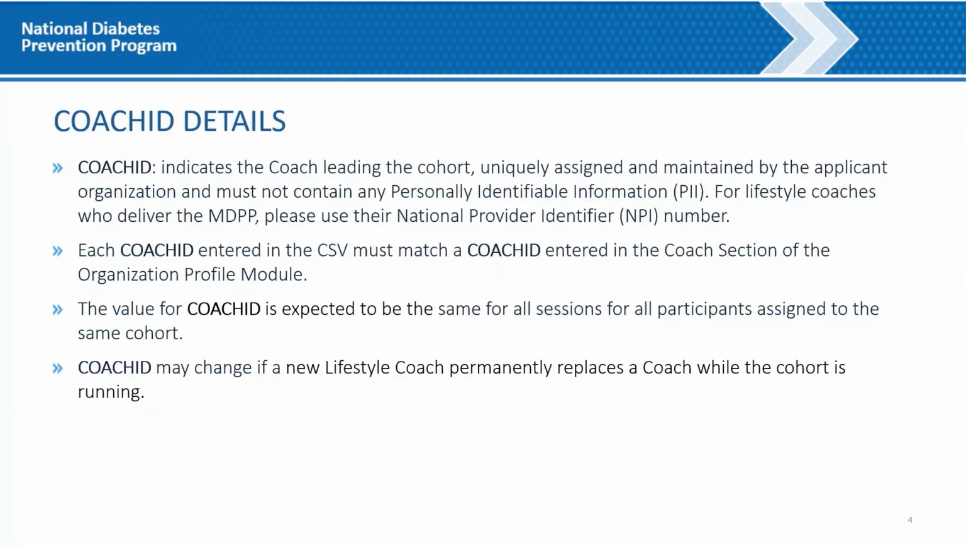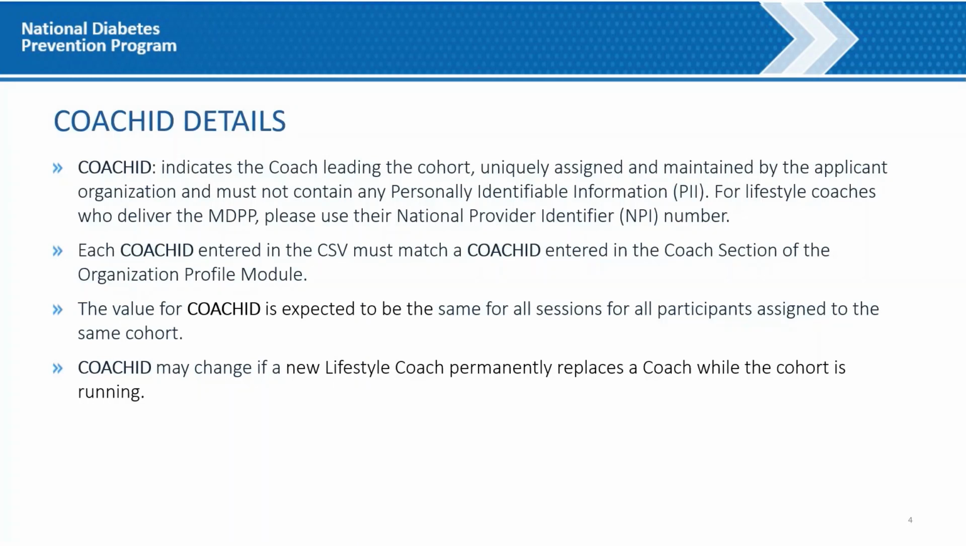COACHID details. The new COACHID variable is a unique identifier that is assigned to an organization's trained lifestyle coach or coaches. The ID is created and maintained by the organization, must not contain personally identified information, and must follow the parameters outlined in the DPRP standards, such as the maximum length of the variable. For those organizations delivering the MDPP, please use the National Provider Identifier (NPI) number as the COACHID for these lifestyle coaches. Before uploading and submitting a CSV file with COACHIDs entered, organizations are advised to first enter the COACHIDs into the Coach section of the Organization Profile module in the DPRP Data Submission portal.